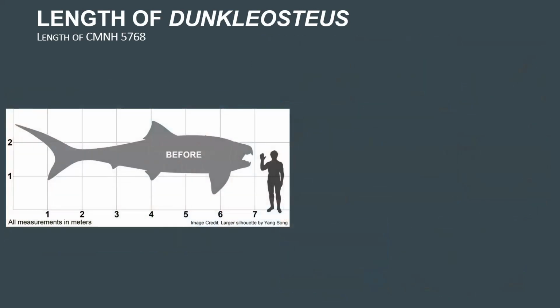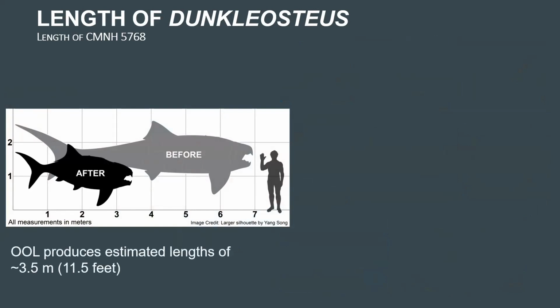So when we apply this model to Dunkleosteus terrelli, we get much shorter lengths than any previous analysis. OL produces an estimated length of about 3.5 meters or 11.5 feet. And the question is, okay, given this is such a difference from previous estimates, is this actually reliable?